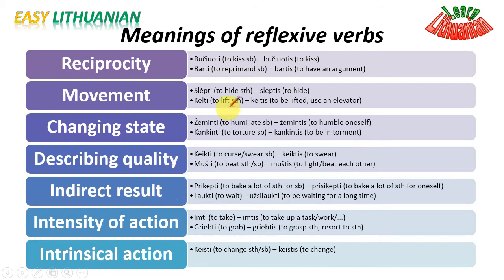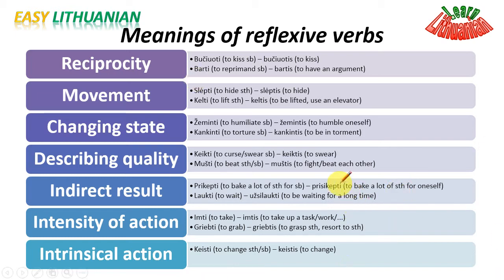So now the reflexive particle can also mean indirect results. For example, prisikepti or užsilaukti. There is some result from the action. The action is laukti or prikepti, to bake a lot of something or to wait. And there is a result, užsilaukti. For example, aš užsilaukiau. I've been waiting for a long time. Aš tavęs užsilaukiau. I've been waiting for you for a long time. That means, you know, there's a result. I've been waiting a lot. Or aš prisikepiau pyragų. I've baked myself a lot of cakes. You know, there are some kind of results.